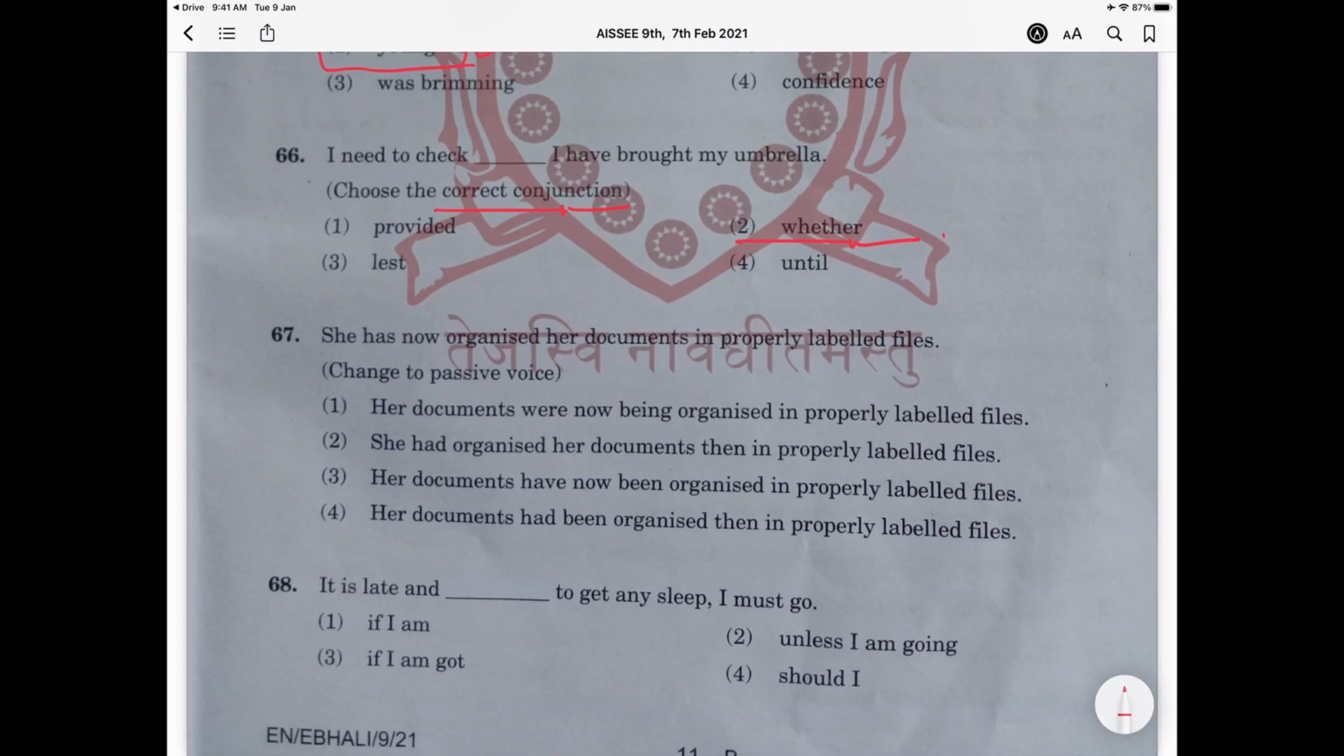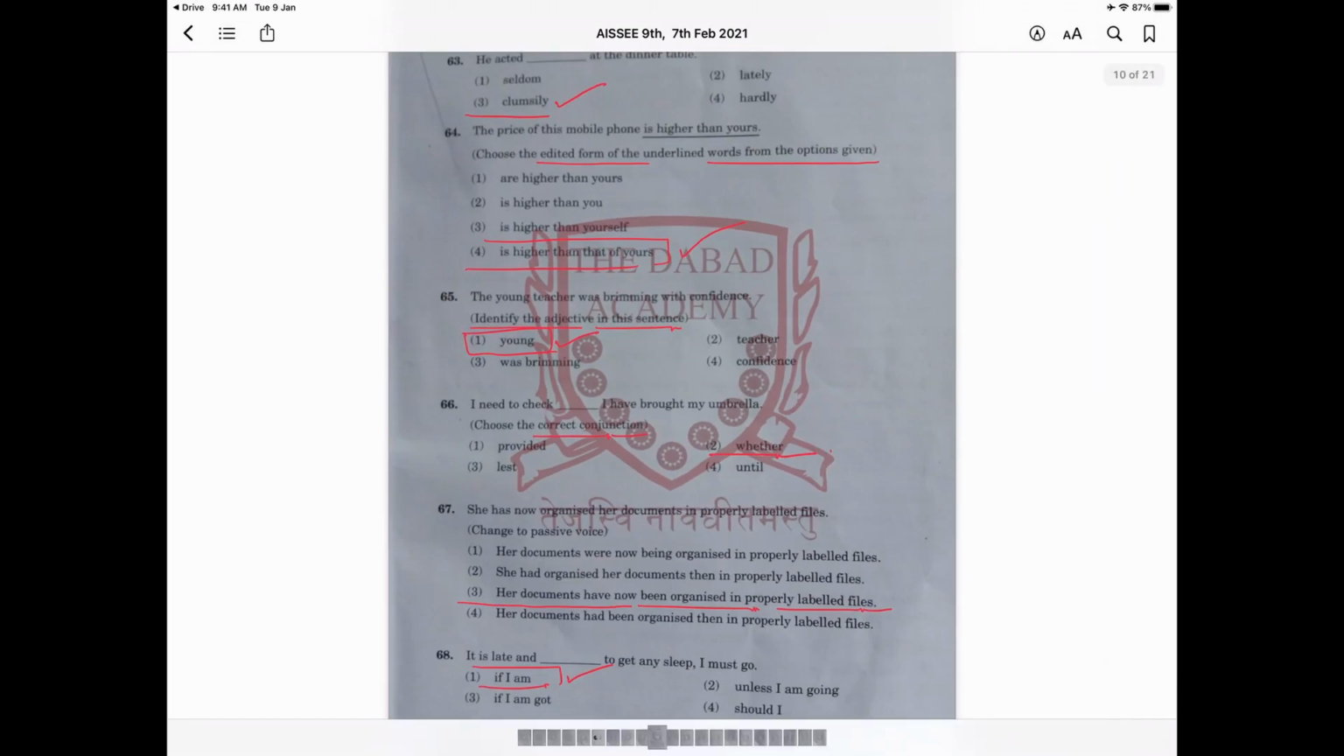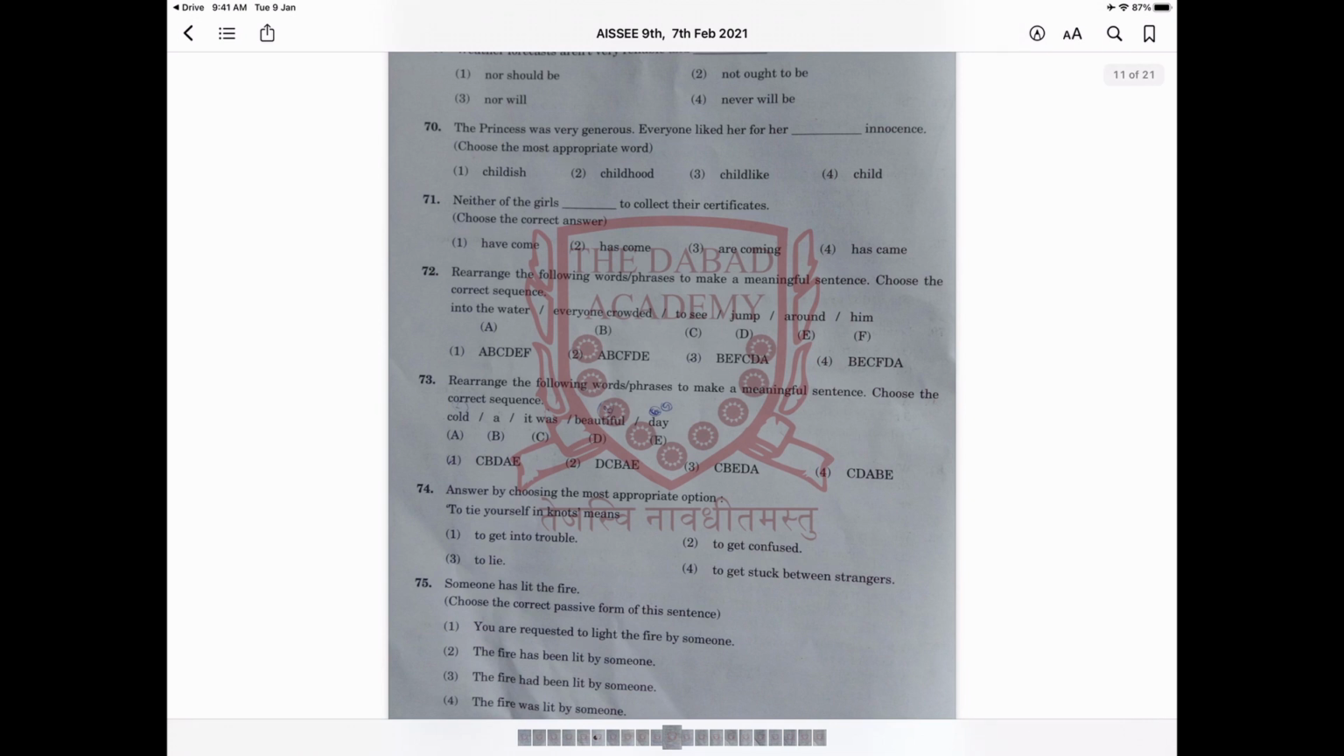She has now organized her documents in properly labeled files, and option number 3 is correct. Her documents have now been organized in properly labeled files. In question number 68, it is late and dash to get any sleep, I must go, and if I am to get any sleep, so option number 1 is correct. Moving on to the next one.